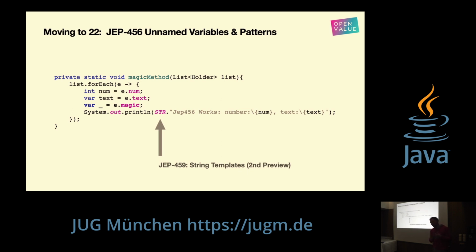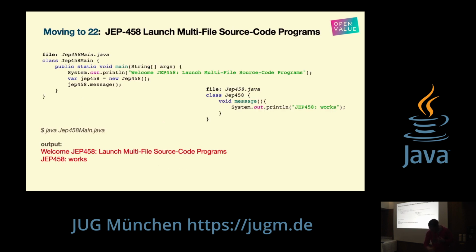And there is a nice example of the string templates that are coming, and one more. Here is the multi-file source code program. So you can now enjoy Java with multiple files. And if you use just Java and the main class, it gets executed. And this is all magic. Forget the compiler definition, forget the flags that you need to put in, just like this, and you have it.